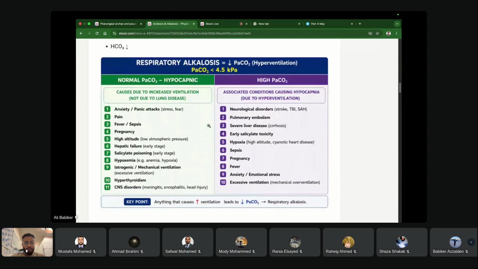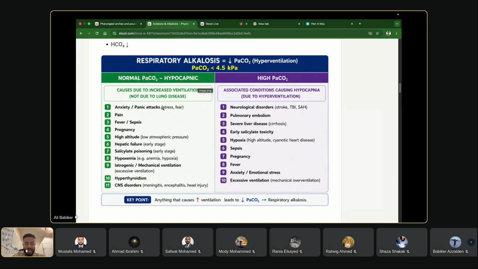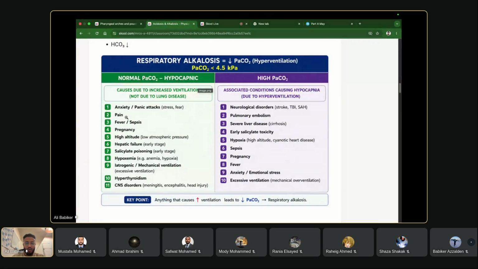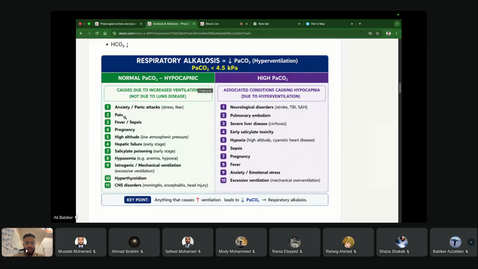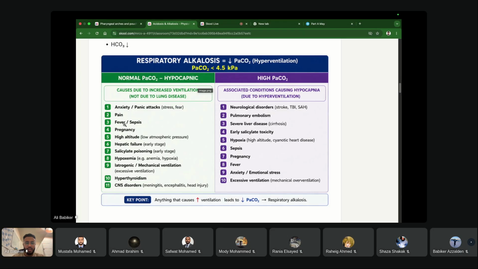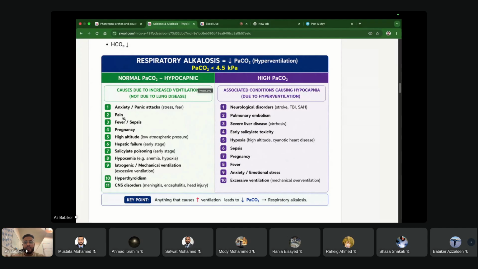All right. So causes of respiratory alkalosis: anxiety, panic attack. I just told you that. Very high yield for your exam. Pain. Why? Because when you have pain, you will be tachypneic. Fever and sepsis, because also you will be tachypneic due to hypotension. Pregnancy, you will be tachypneic. High altitude, you will be tachypneic. So if you want to think about all of these, think about hyperventilation.